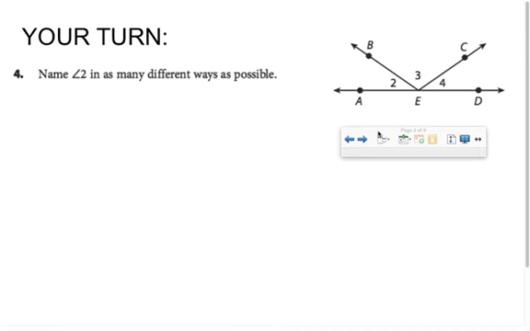So take a moment, name angle 2 in this diagram as many different ways as possible. And on your screen, you'll see a couple of choices for what the angle could be named. One of them is correct, and one of them is incorrect.